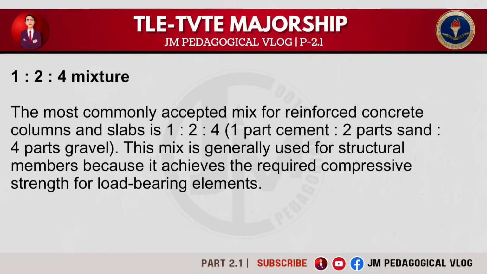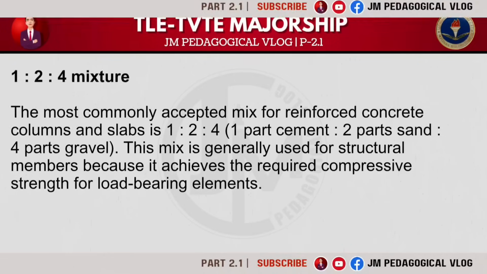The most commonly accepted mix for reinforced concrete columns and slabs is 1:2:4: 1 part cement, 2 parts sand, 4 parts gravel. This mix is generally used for structural members because it achieves the required compressive strength for load-bearing elements.